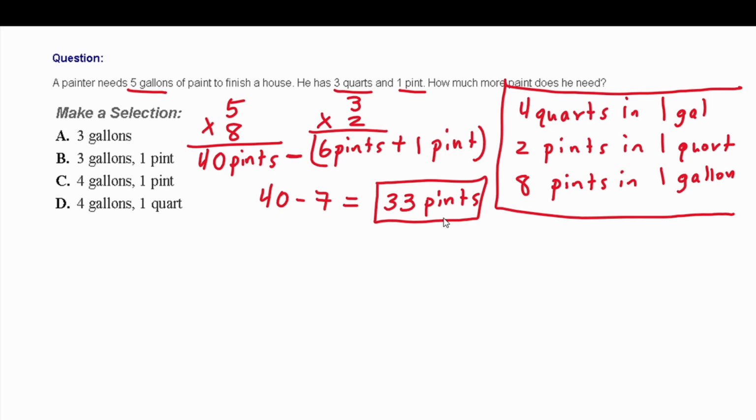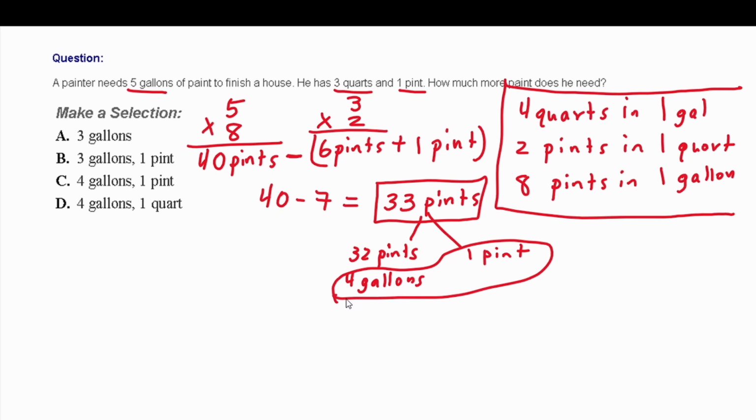Again, we have 33 pints. Let's start by converting that to gallons. Again, there are 8 pints in a gallon. 8 times 4 would be 32. So this would be 32 pints, which is the same as 4 gallons. And that leaves you with 1 pint left over. So 33 pints, in other words, is the same as 4 gallons and 1 pint, which we can see is answer choice C. So that is it for this video.